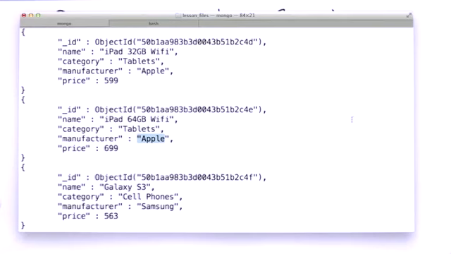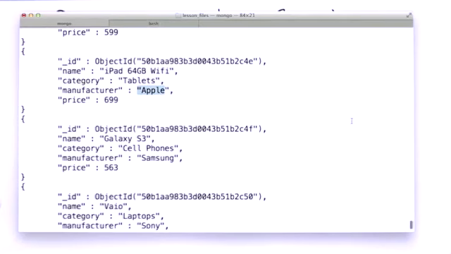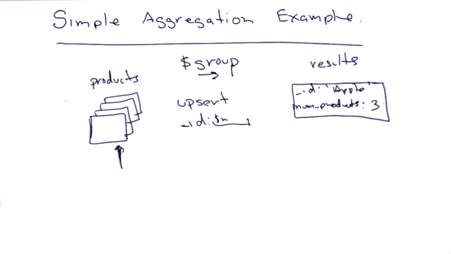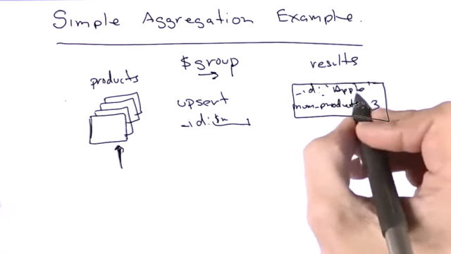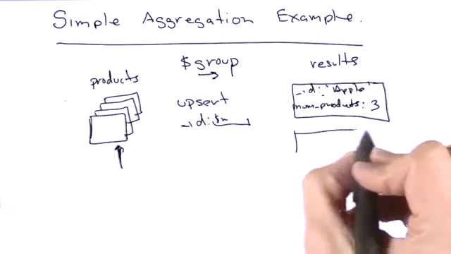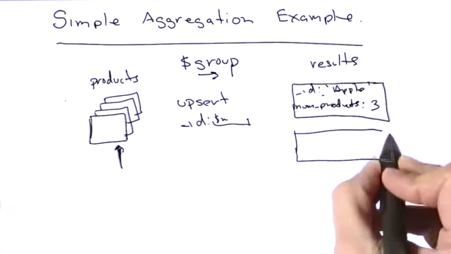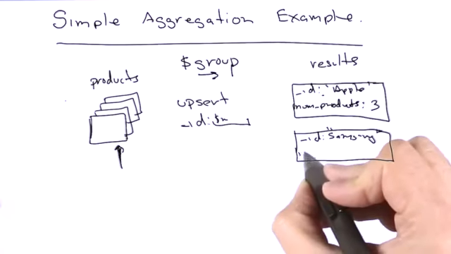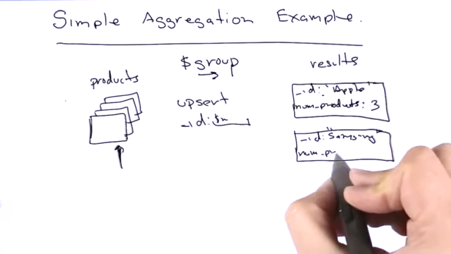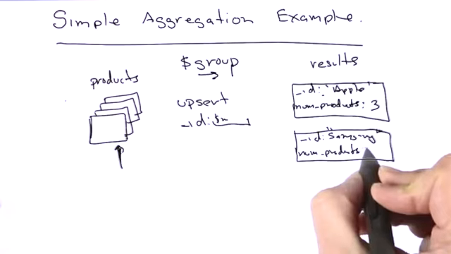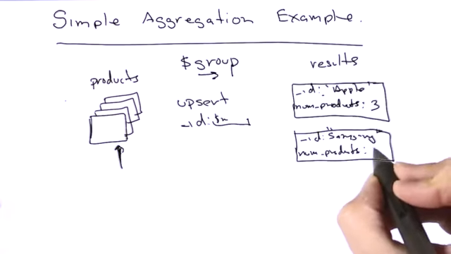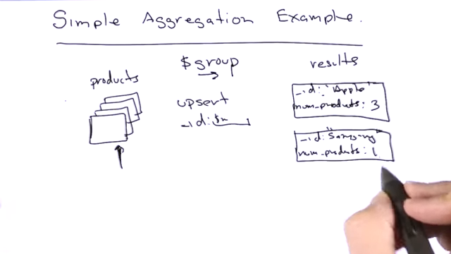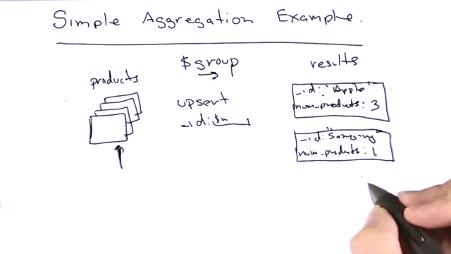Now, the fourth document in this products collection has a manufacturer of Samsung. We're going to look for a document in the results set that has an _id of Samsung. We're not going to find one. So we're essentially going to, if you will, upsert it, put something in the results set with Samsung as an _id, and we're going to, again, create a numProducts key, and this was my name. It's arbitrary. And we're going to add 1 to what was there, which is nothing, so we're going to get 1. And so on and so forth as we run through this collection.